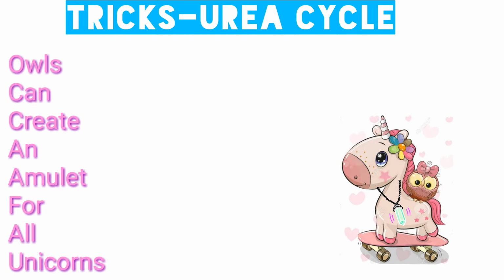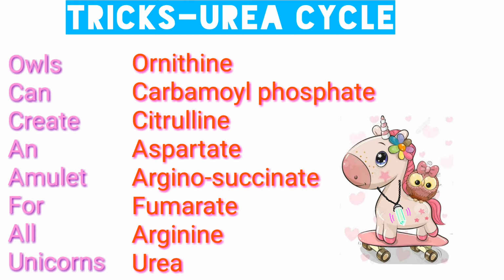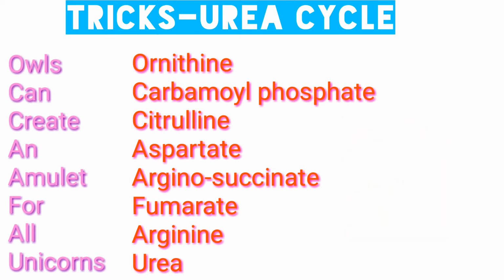ALS can create an amulet for all unicorns. ALS for ornithine, CAN for carbamoyl phosphate, CREATE for citrulline, AND for aspartate, amulet for argininosuccinate, and for fumarate, all for arginine, and unicorns for urea. If you're finding this difficult, you could create your own mnemonic.